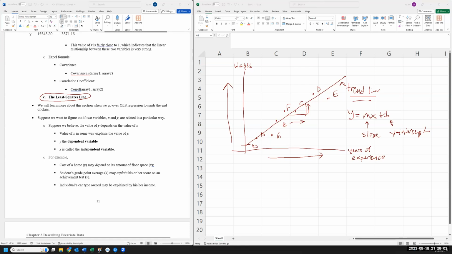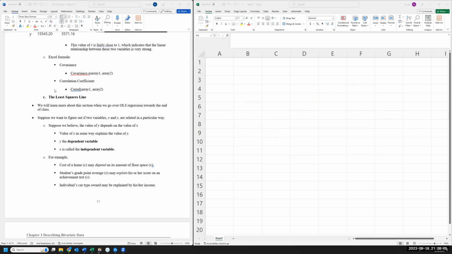We'll clear this. All right. On a side note, we will learn a lot about this towards the end of class. We're going to go over the last 2 chapters, or maybe just the last one, OLS regressions. And this is basically your quick introduction to OLS regressions, the least squared line, section 3.